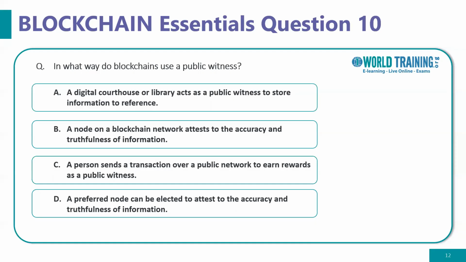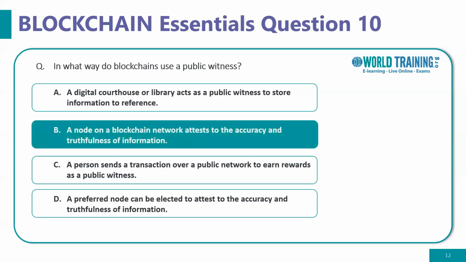And option D is a preferred node can be elected to attest to the accuracy and truthfulness of the information. So the answer for this question is option B, which is a node on the blockchain network attests to the accuracy and truthfulness of the overall information which is there in the network.